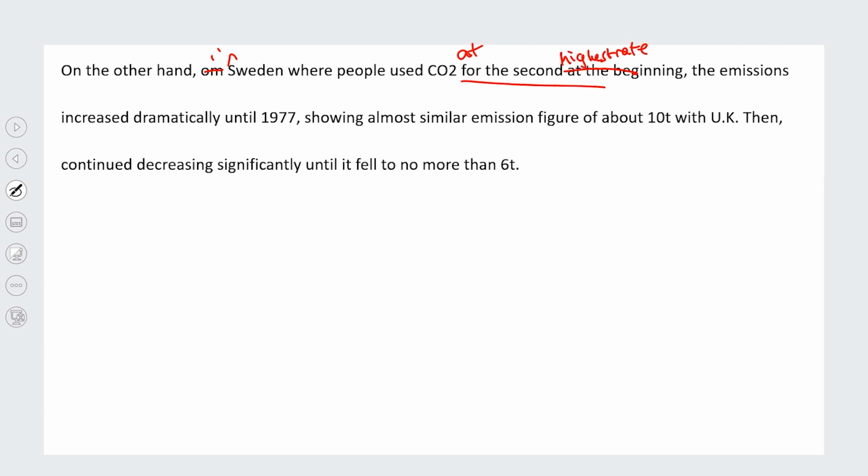Sorry, that shouldn't be crossed out. At the beginning of the period, the emissions increased dramatically until 1977, showing almost similar emission figure of about 10 tons with the UK. Then continued decreasing significantly and fell to no more than 6 tons.